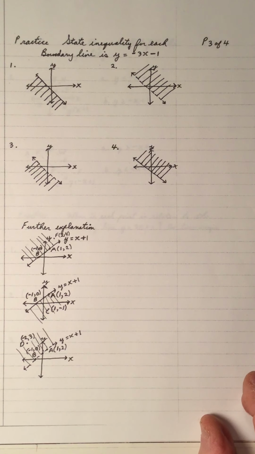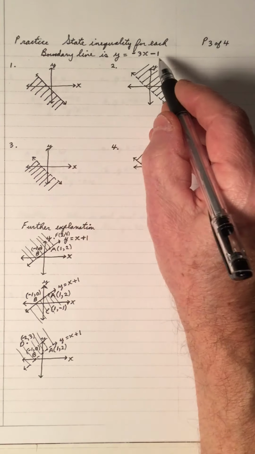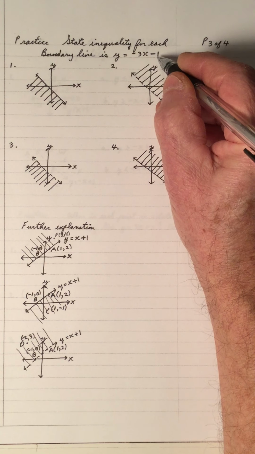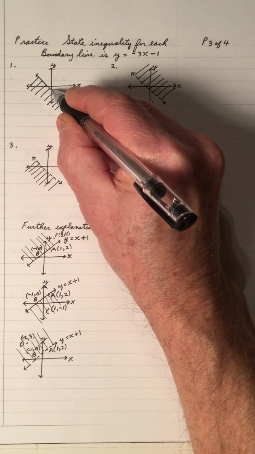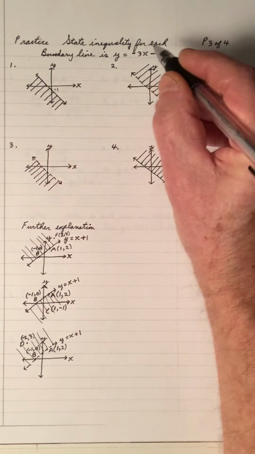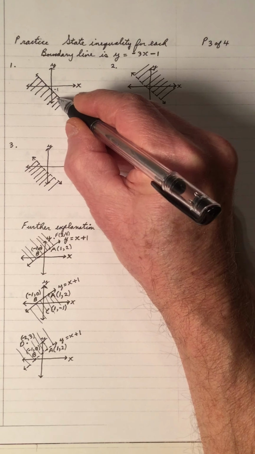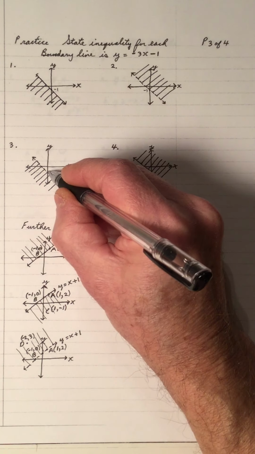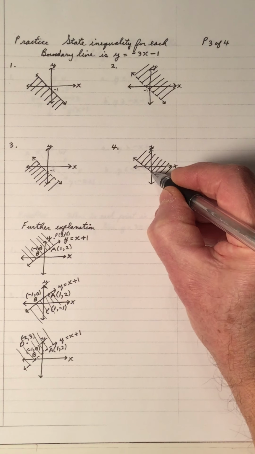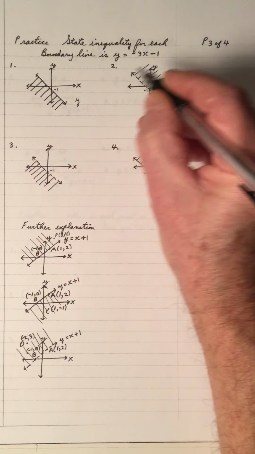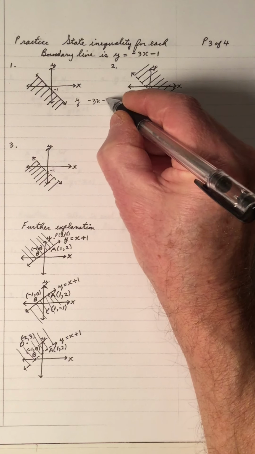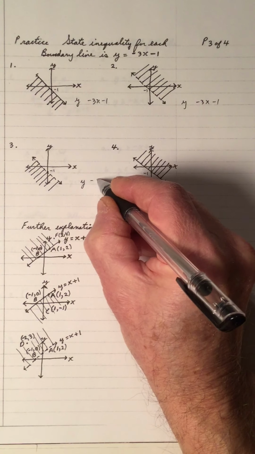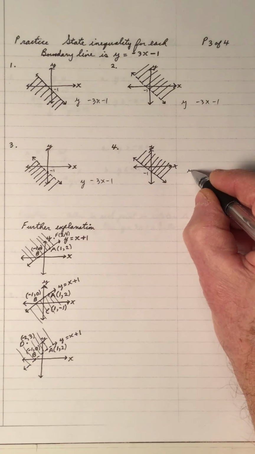Practice. State the inequality for each. The boundary line for this one is y equals negative 3x minus 1. So if you think of that, that's your minus 1 right there, right? And your slope is down 3, right 1. So all these lines have the same y-intercept of negative 1, and the same slope. That means I can go y equals negative 3x minus 1, y equals negative 3x minus 1, and I can do that for each of these. There we go.